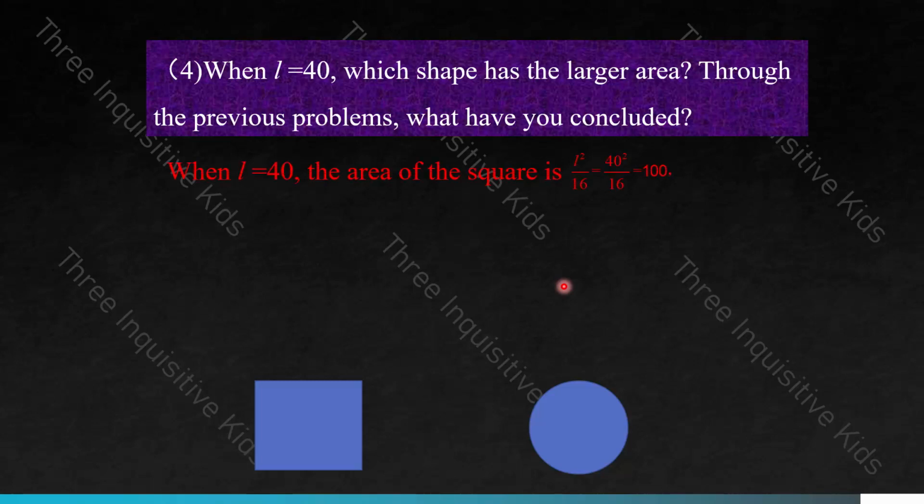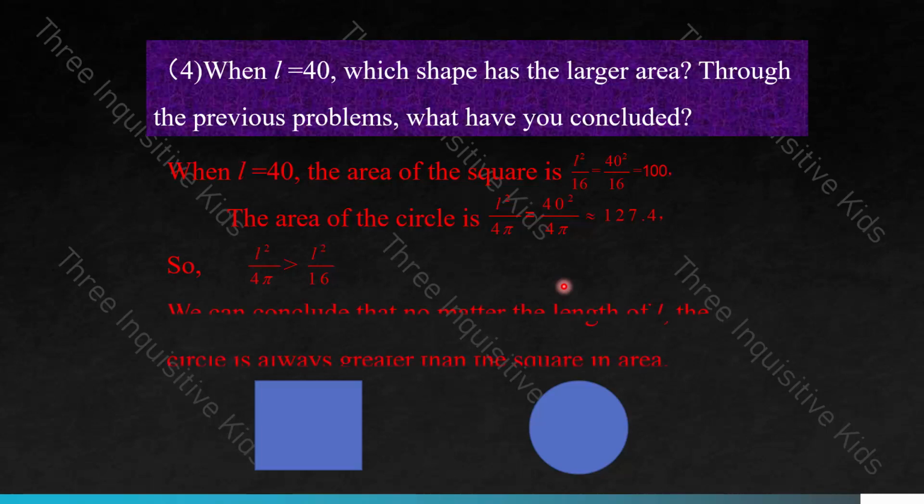Well, still the same steps. When L is equal to 40, the area of the square is 100, and the area of the circle is about 127.4. And the area of the circle is still greater than that of the square. So we can conclude that no matter what the length of L is, the circle is always going to have the greater area than the square.